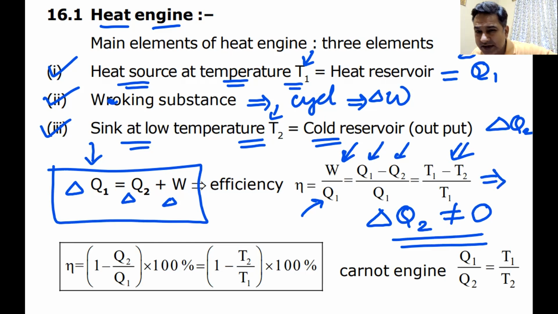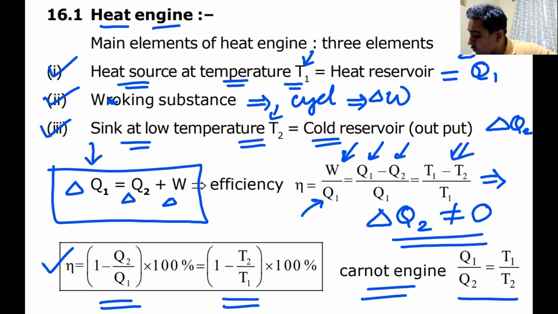This is the work done for a Carnot cycle. What is a Carnot cycle? We will see that. Don't worry. So efficiency is 1 minus Q2 by Q1 into 100% or 1 minus T2 by T1 into 100%. For a Carnot engine, Q1 by Q2 is T1 by T2. What is this Carnot engine and what is this Carnot theorem? We will do that. Don't worry. Right now, just note this thing down.